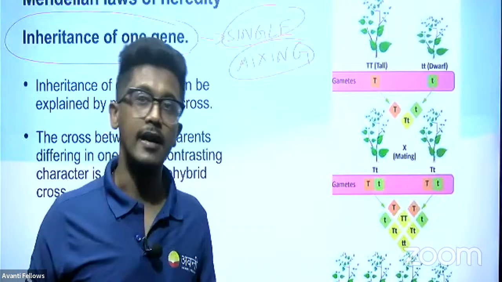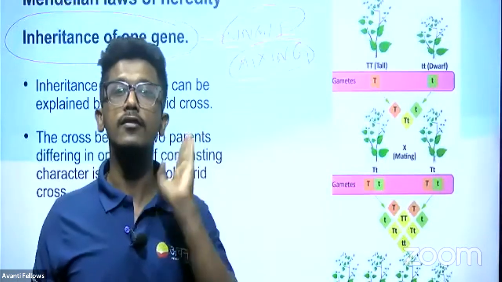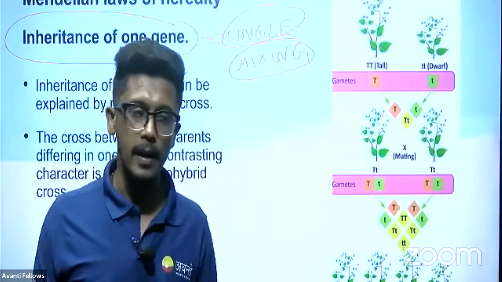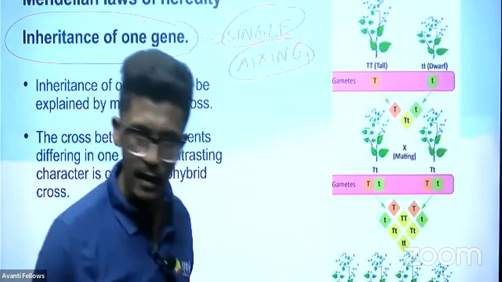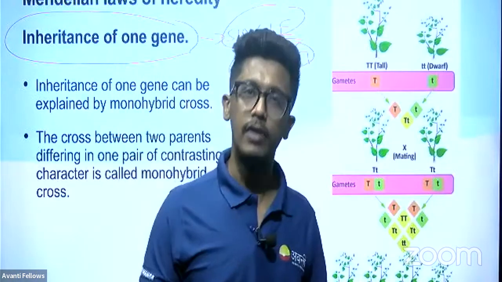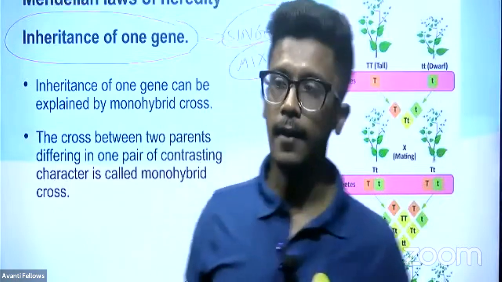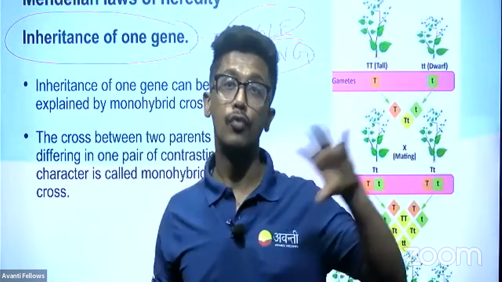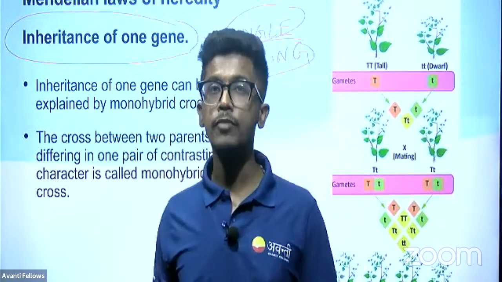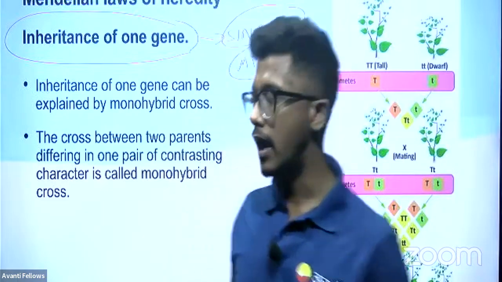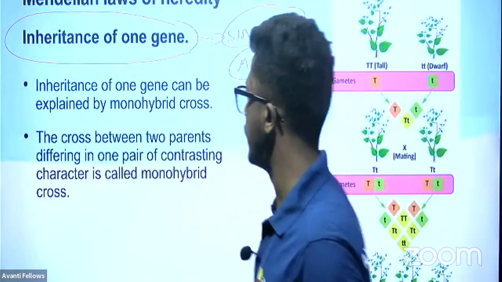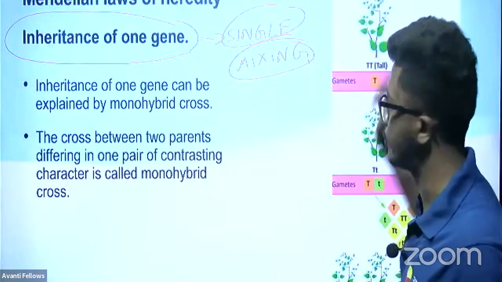That doesn't mean that Mendel concluded his monohybrid cross only with the height of the plant. He might have worked with other characteristics as well, such as flower position, flower color, seed shape, seed color. But for our understanding, we are taking one character among them. It is the height of the plant.